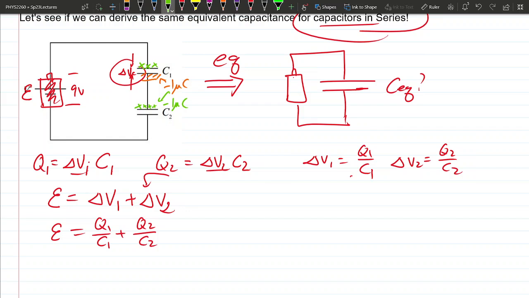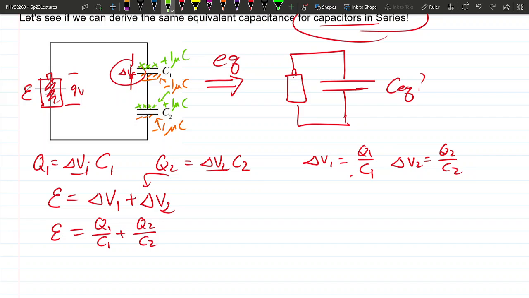Okay. Therefore, the bottom of this plate will also have negative 1 microcoulombs of charge. Sorry for messing up the negative signs. This is actually positive here. It's positive 1. So what's interesting about capacitors in series is that it's actually the amount of charge on them that is the same.